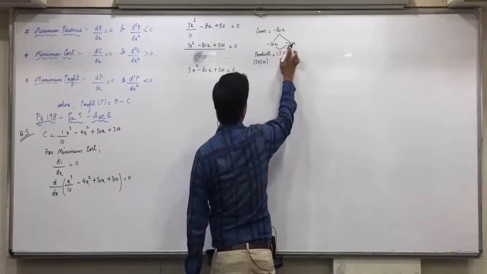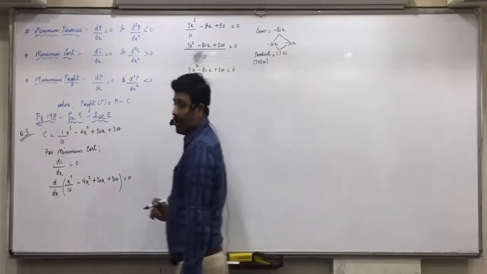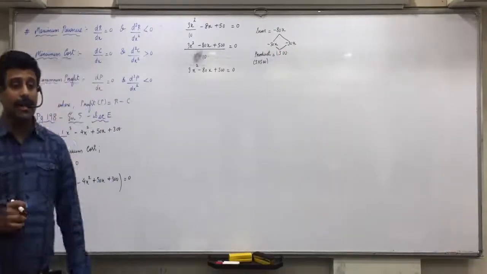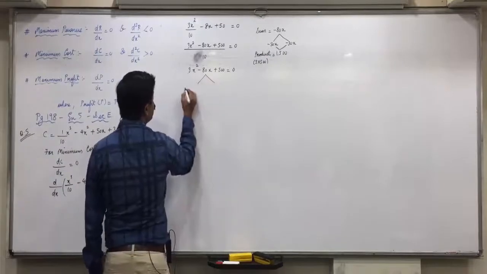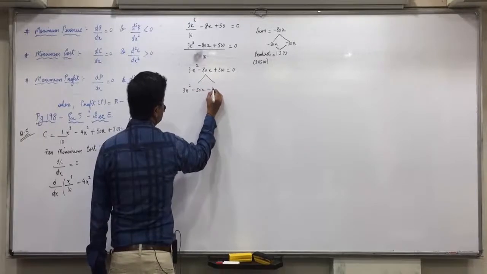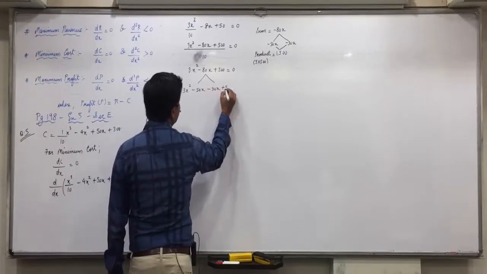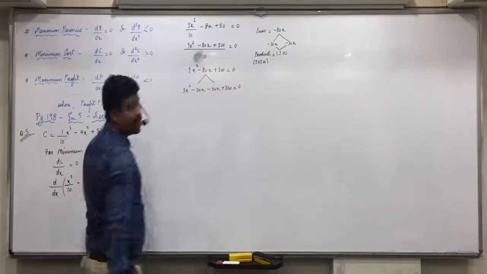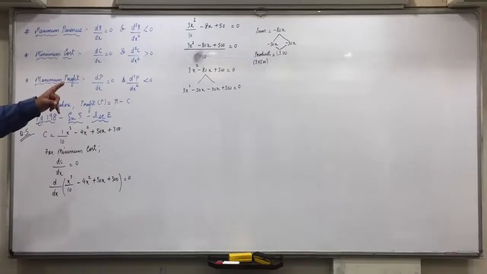And what is minus 50 into minus 30? 1500. Did you all understand this? So how will you split this? 3x square minus 50x minus 30x plus 500 equals to. Raise your hand who did not understand this factorization.